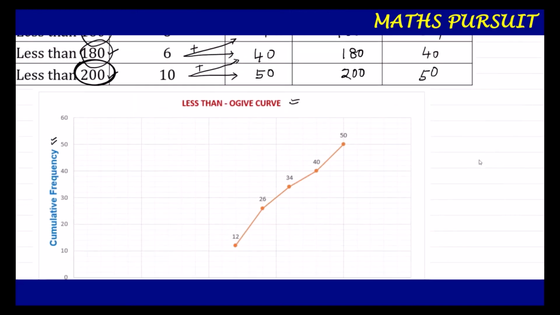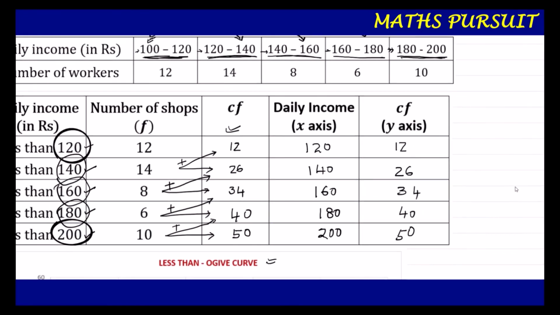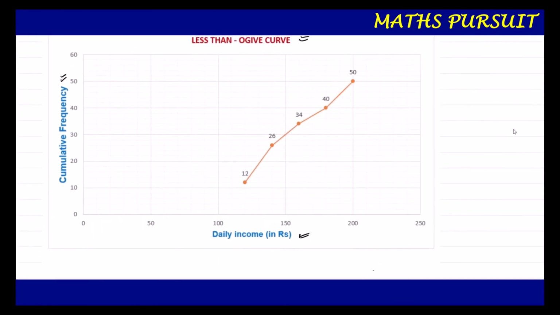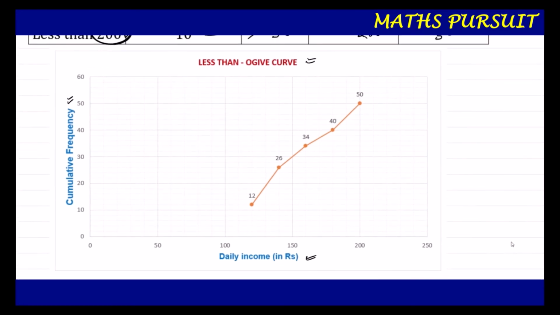Now, the first coordinates are 120, 12, then 140, 26. You could see that our first coordinate here is 120 and 12. This particular orange color dot where it started is 120, 12. The second orange color dot, if you could see, is our 140, 26. The third one is 160, 34. The fourth one is 180, 40. And the final one is 250.